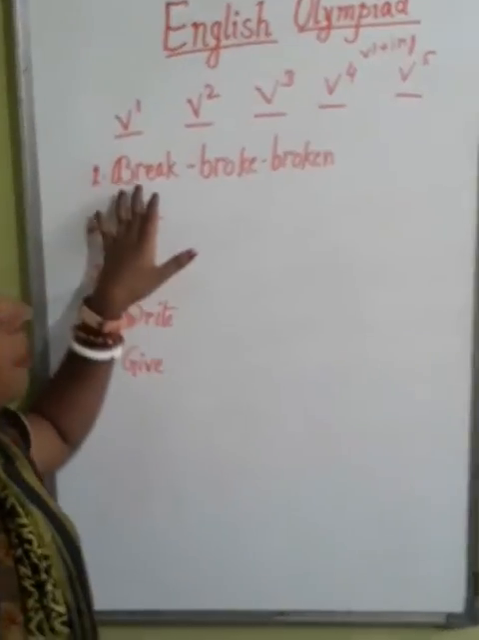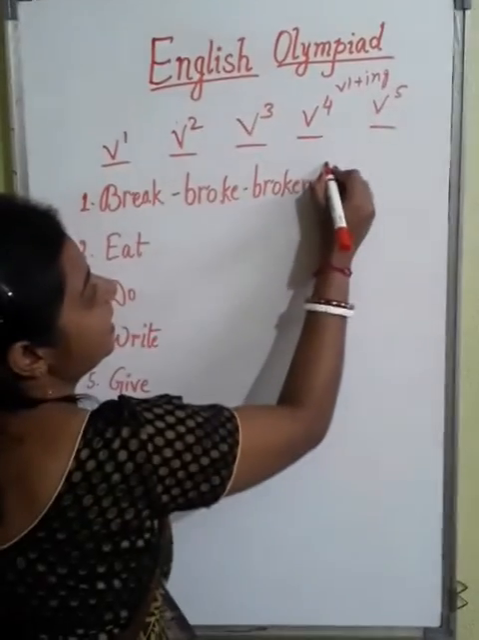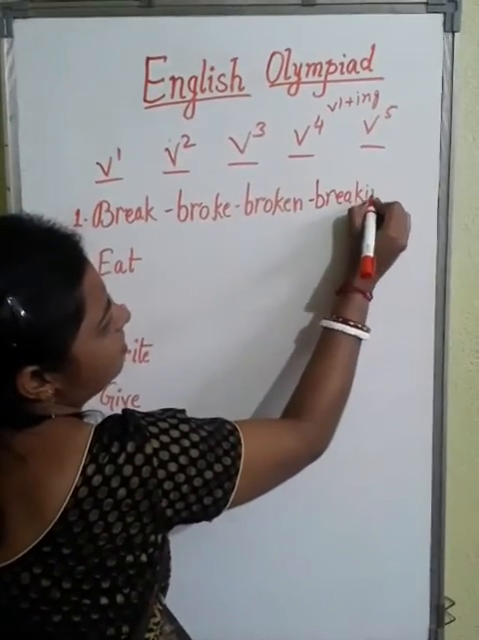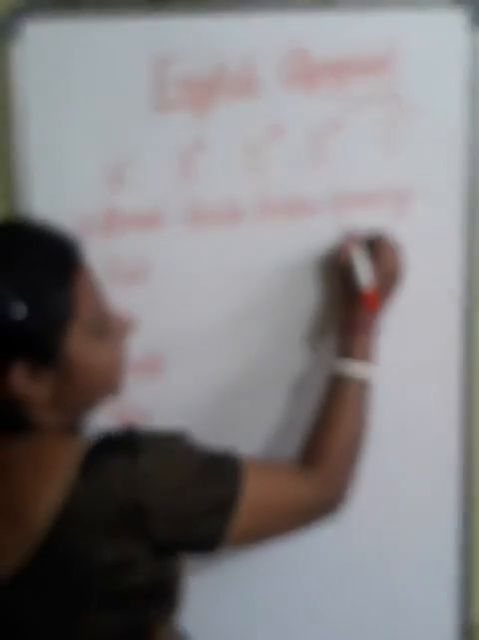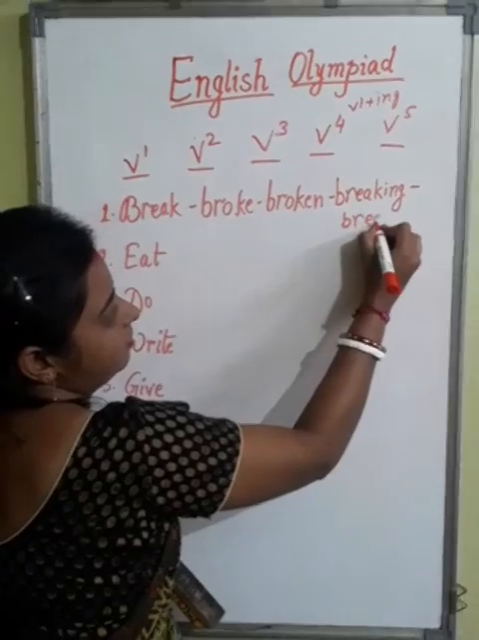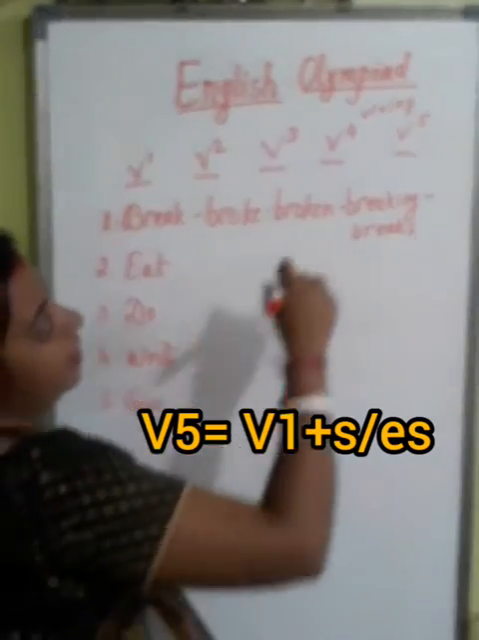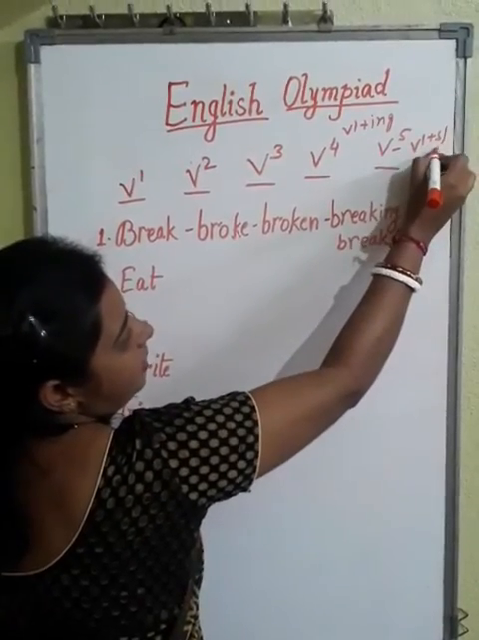Have a look. Break is V1. If we add ing with it, then what happens? Breaking. I think you have often heard breaking news like that. So breaking. And the fifth one will be breaks. Just add one S. The rule of V5, I also said, is V1 plus S or ES.